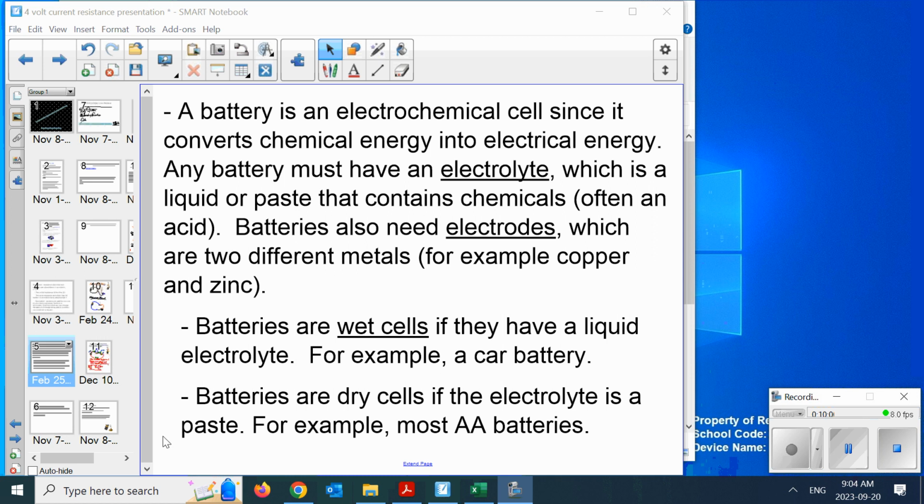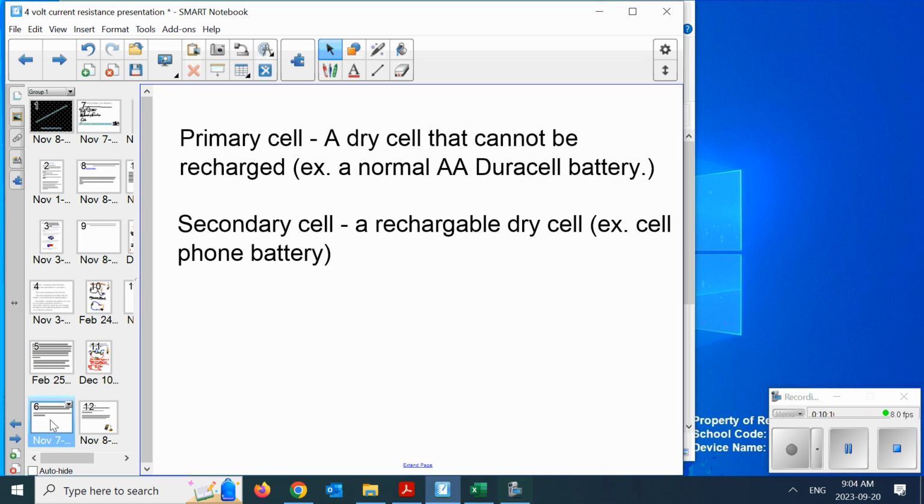Okay, I am going to move it. Now, we're going to do an activity right after this. Other terminology about batteries: primary and secondary cells. A primary cell, if you come across that term because it's science class, means it's a dry cell that can't be recharged. Just a normal one. I'm not advertising for Duracell, but it's the most common. Energizer, Duracell, no-name brand batteries, whatever. Secondary cells are rechargeable dry cells.